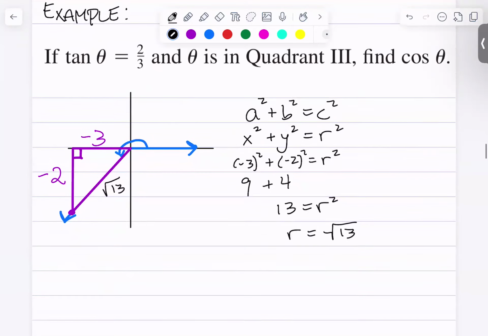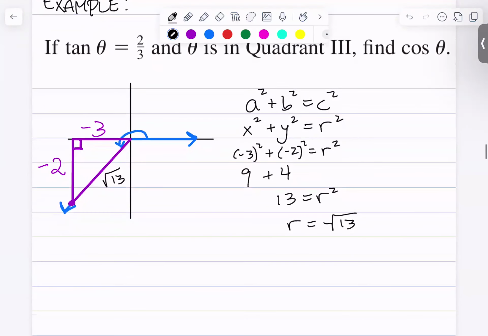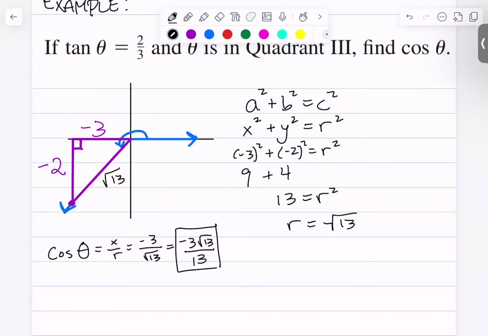So to find the cosine of that, cosine of theta equals x over r, which is negative 3 over square root of 13. Rationalizing my denominator, that's my answer. Make sense? Yeah. Okay.